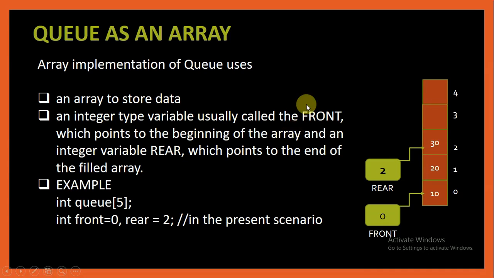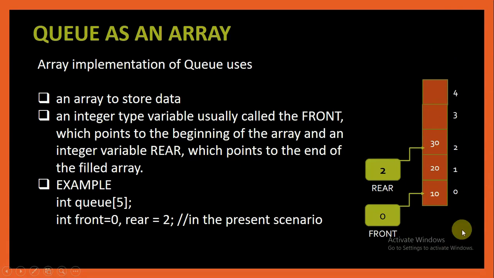So if we take an example here, suppose this is an array which has 5 elements, 0 to 4. If this array represents a queue, then in this case the front points to the beginning of the queue and rear points to the end of the queue, and the end of the queue is the last element which is filled in the queue. So rear contains the index number of the last filled element of the queue, and front contains the index number of the first filled element of the queue.